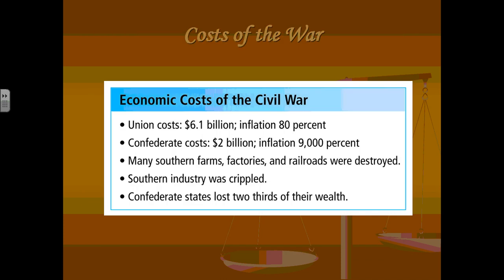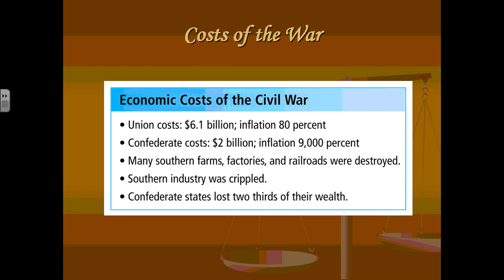Okay, as the picture shows, the devastation in the South was pretty bad. This is a southern city after the war, and a lot of southern cities looked like this. On your notes, you have the following graphic. You can see the economic costs of the war. We've already talked about the loss of life. See, the Union spent $6.1 billion. Inflation in the North reached 80%.